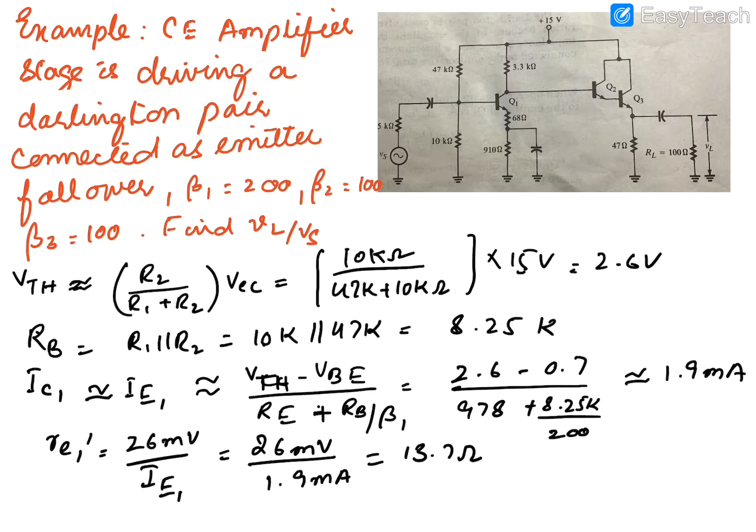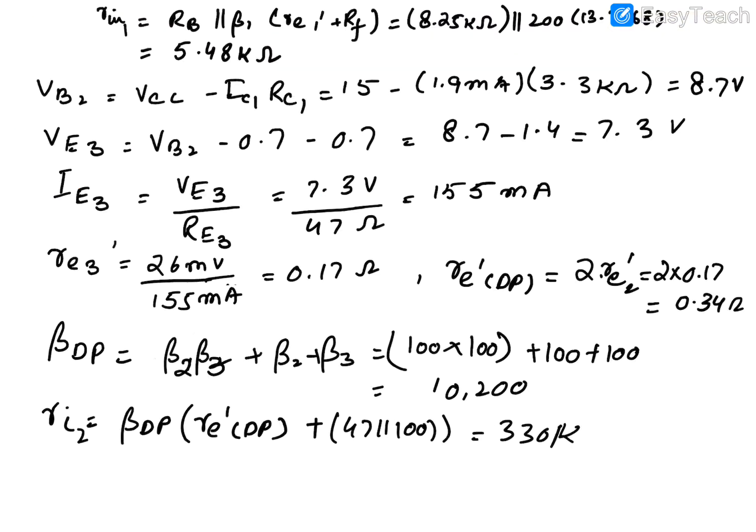The value of beta 1 for Q1 is 200, beta 2 is 100, and beta 3 is 300. For the first stage we have to find the value of VThevenin, which is equal to 2.6 volt. RB is 8.25 kilo ohms. In this case, for the first stage, IC1 is equal to IE1 and can be found from this formula, which is equal to 1.95 milliamperes. Now the emitter resistance for the first stage will be equal to 26 millivolt divided by IE1, and it is equal to 13.7 ohms.